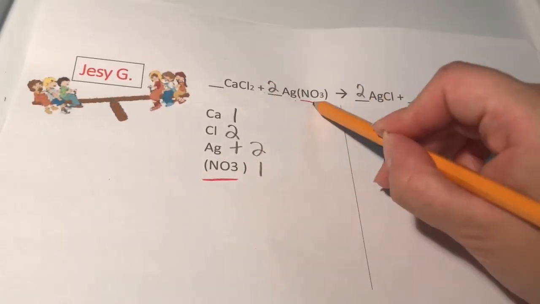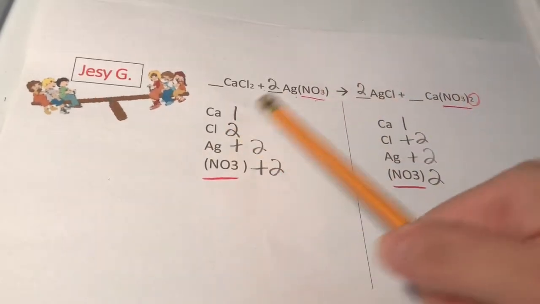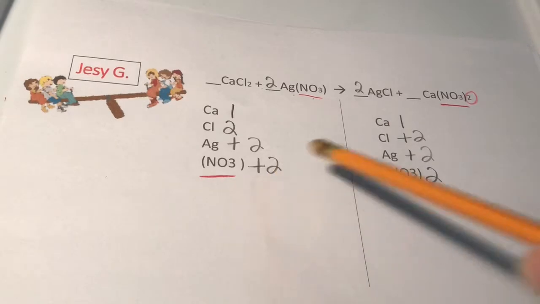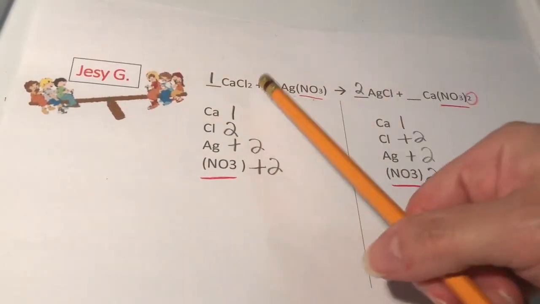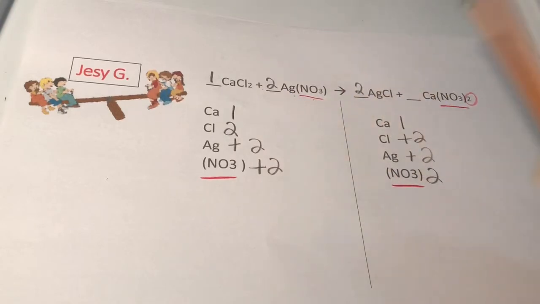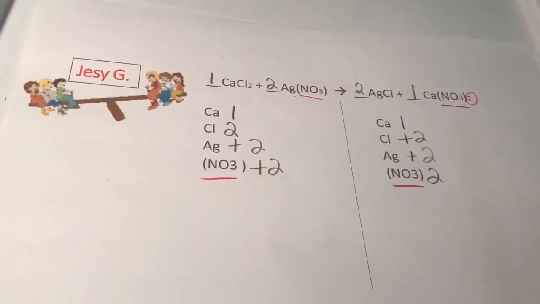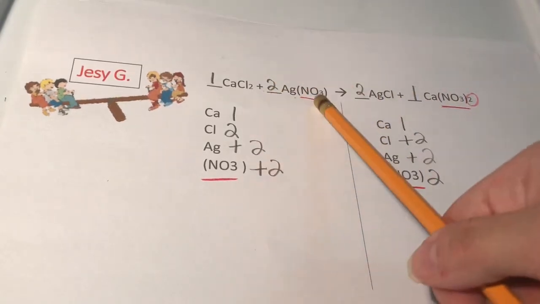Nice. Balanced. So now for the nitrate, I'm pointing down here, there's going to be 2 on the left side. Looks like everything is balanced. 2, 2, 2, and 2. Let's put a 1 here on the calcium and a 1 here on the calcium nitrate, just so we don't think it's a 0 there. It's better just to put the 1 so we can know it's nice and balanced.